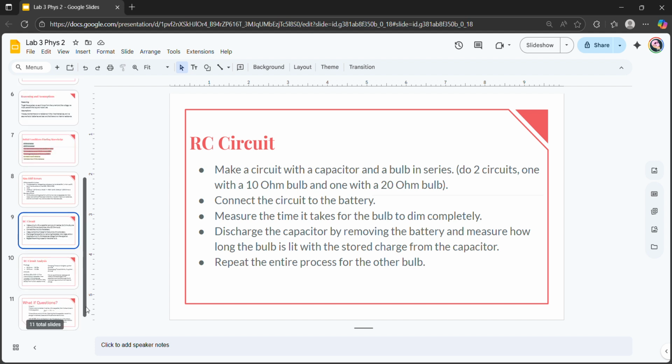For the RC circuit, we're going to make a circuit with a capacitor and a bulb in series, 2 circuits, one with the 10 ohm bulb, one with the 20 ohm bulb. We connect the circuit to the battery, and measure the time it takes for the bulb to dim completely. It lights up, then it dims. Discharge the capacitor, remove the battery, connect it all back. The bulb lights up, it dims, we measure that time too, and then we repeat the entire process for the other bulb.